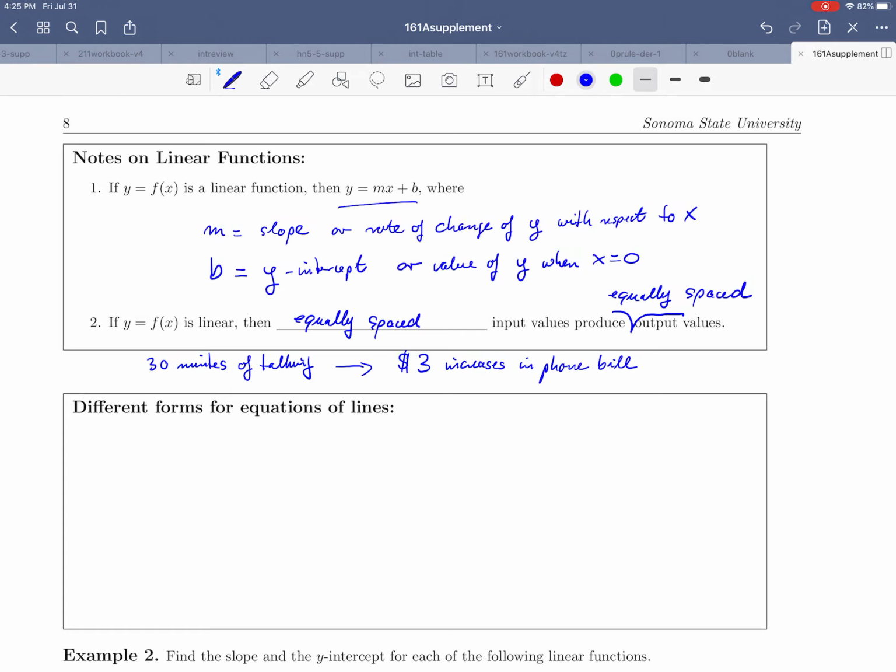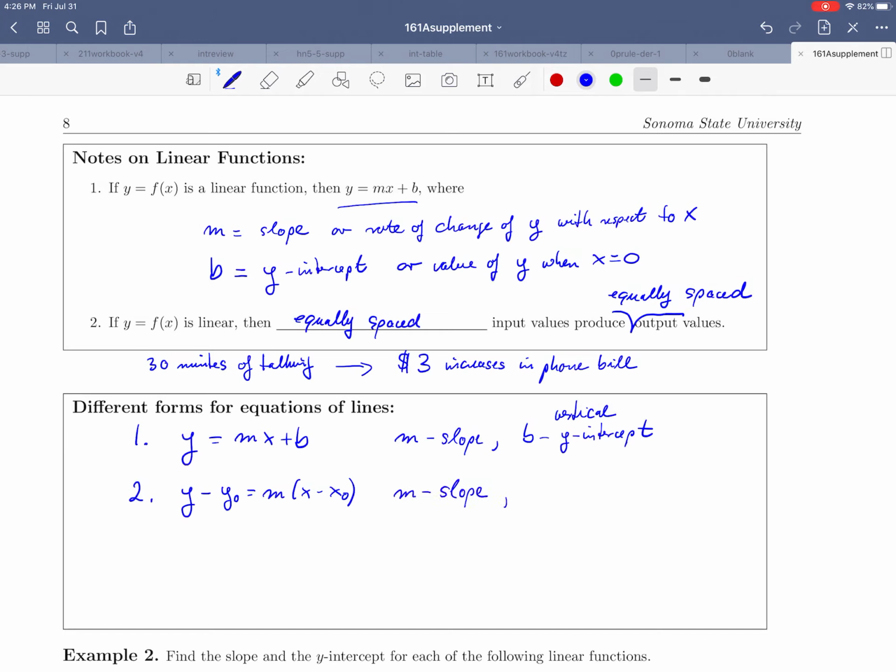Now, equations can be written in different forms. So one that we just saw, we call the slope-intercept form. Not that that's very important, but we have y is equal to mx plus b, where m and b have definite meaning. m was the slope and b was the y-intercept or vertical intercept. We can also write it as y minus y0 equal to m times x minus x0, where m is still the slope. No difference there. But then we have an additional point, x0, y0, which is just some point on the line.